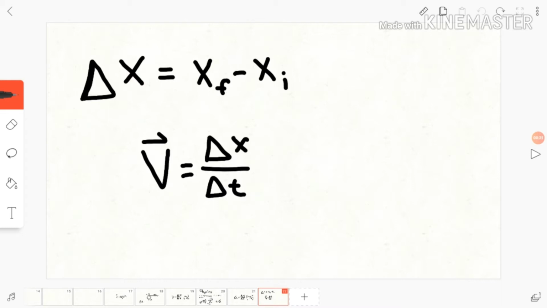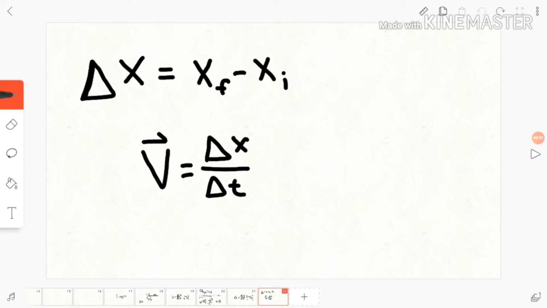So the final position, maybe I'm at 10 meters, and the initial position was at 0 meters, wherever you're putting it relative to. Then the displacement would be 10 minus 0 equals 10. So it would be 10 meters, the displacement. So the velocity, how we calculate that, we also learned. It's the displacement, so delta x divided by delta t, which means the displacement divided by the change in time. So the time it takes for the displacement to occur.